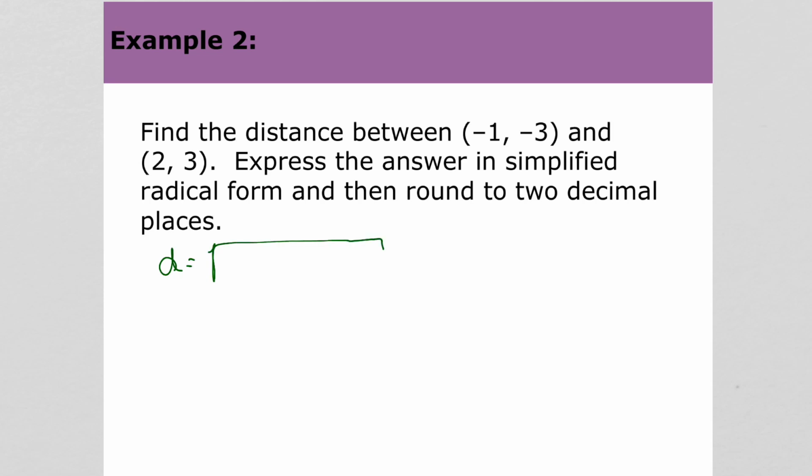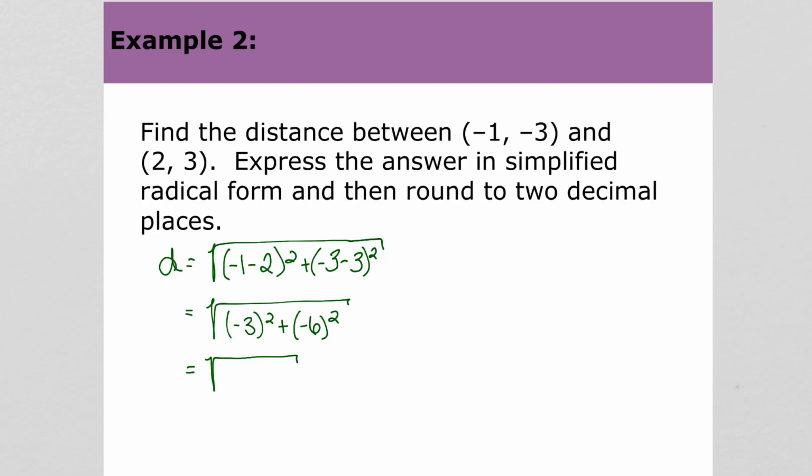So square root of x sub 2 minus x sub 1 squared plus y sub 2 minus y sub 1 squared. So we've got negative 1 minus 2, that's negative 3 squared. And negative 3 minus 3, that's negative 6 squared. Square root of 3 squared is 9. 6 squared is 36. So we've got the square root of 45.